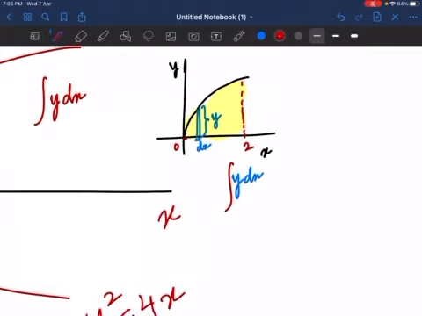The area is starting from 0, so the lower limit will be 0, and it's ending at 2, so the upper limit will be 2. So that's how we write the limits of this area.